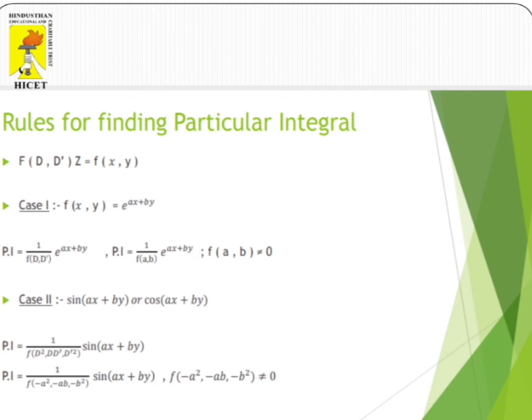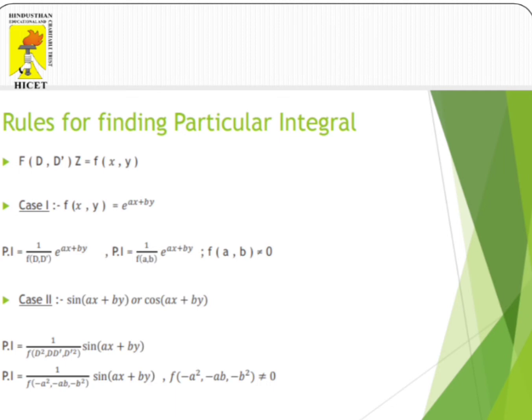Suppose the given non-homogeneous partial differential equation has on the right side the function f of x comma y, then different cases arise. The first case is that the given function f of x comma y is an exponential function of the form e power ax plus by. Here we use the substitution D equal to a and D dash equal to b.